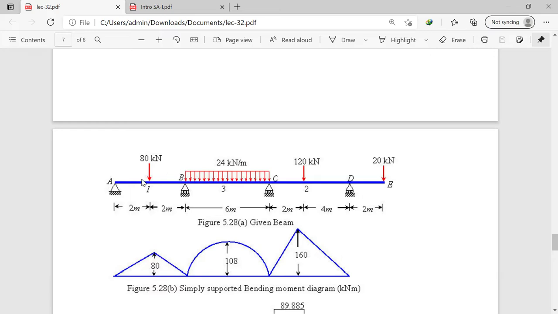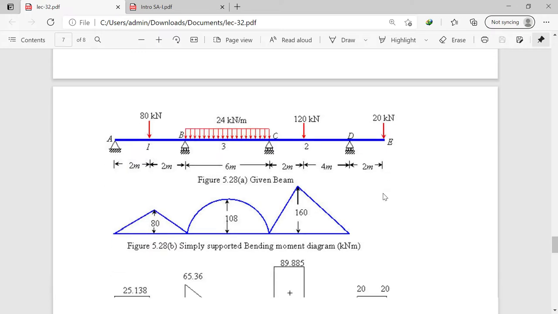So this is spans AB, BC and CD. AB is subjected to a central load of 80 kilonewton, BC is subjected to a UDL of 24 kilonewton per meter, and CD is subjected to a load of 120 kilonewton. DE has no load, that is, it is an overhang portion, and at point E a 20 kilonewton load is acting. So the first step is to calculate the sagging bending moment.